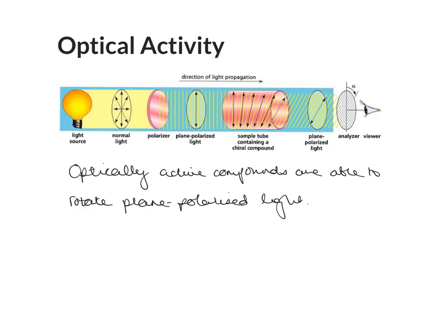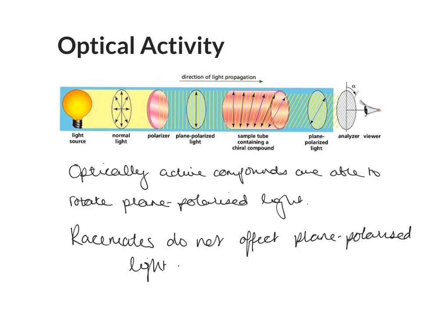Now, if you were to fill this sample tube not with a single enantiomer, but with a 50-50 mixture of both the left-handed molecule and the right-handed molecule, the effect of the left-handed molecule would cancel out the effect of the right-handed molecule, and actually what you would get is the light that's oscillating vertically would continue to oscillate vertically. So you wouldn't get any effect on plane polarised light if you've got a 50-50 mixture of the two enantiomers.